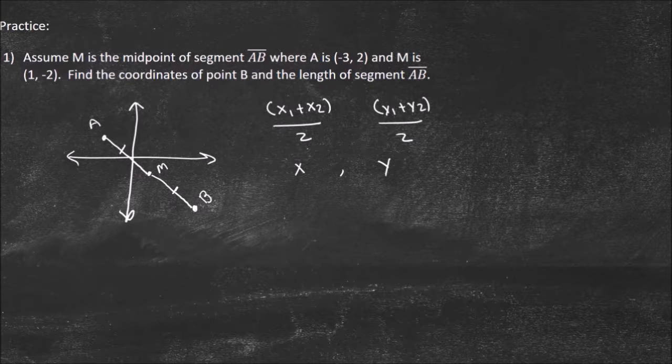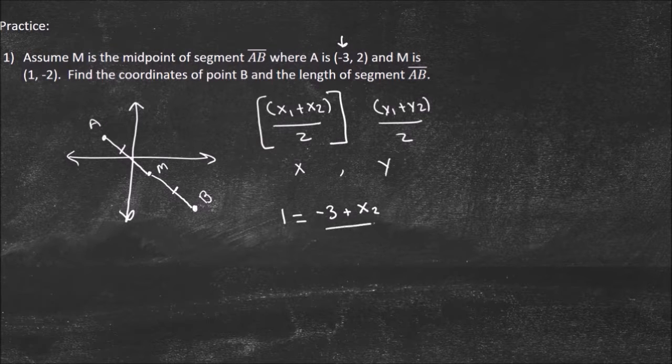Well, the x coordinate of the midpoint needs to be 1, so 1 equals, and that's this right here, (x1 + x2)/2. Well, I know x1 is -3 because that's the first coordinate, so (-3 + x2)/2, where x2 is the x coordinate of point B. And I can simplify and multiply both sides by 2.